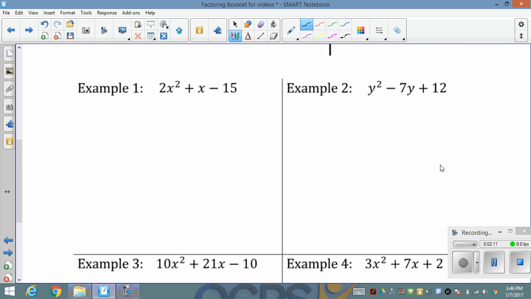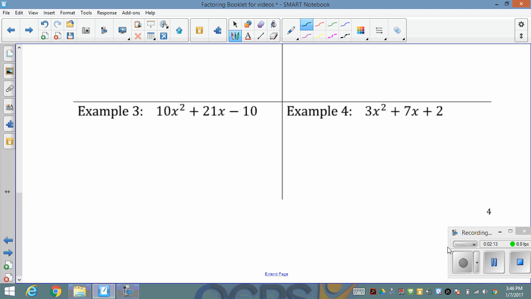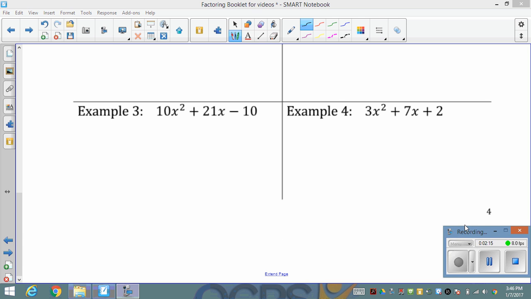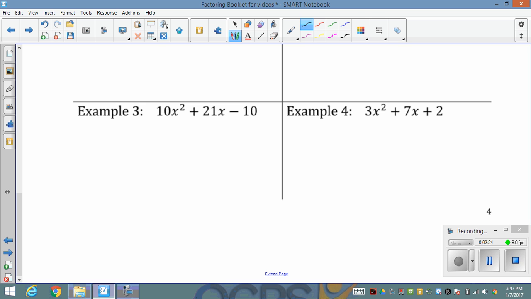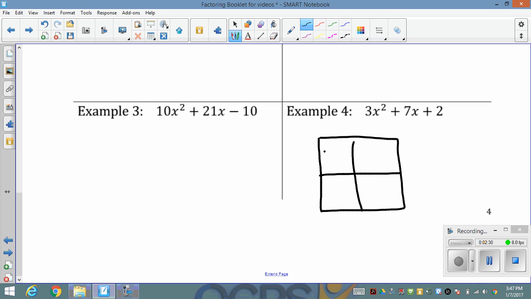I'm actually going to start down here on example 4. And I'm doing that because it's all positive, so I don't have to think about my signs on this one. I know it's going to all be positive. And I'm just going to go ahead and get started. So first, draw a box. Your first and your last terms go in the first and the last.